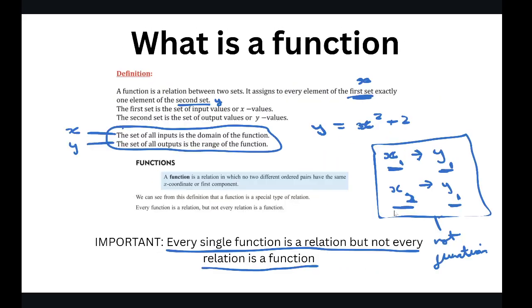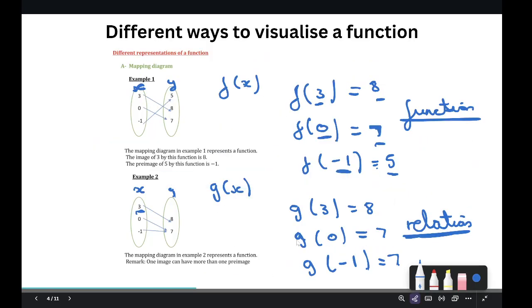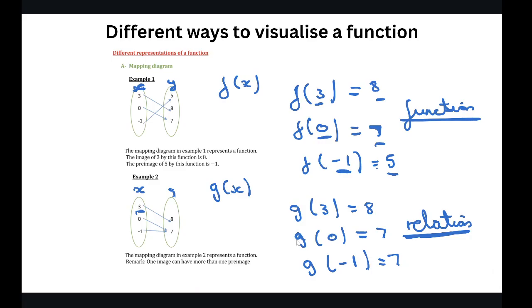So I want to come back over here and just revisit this. Every single function is a relation, but not every relation is a function. Remember, our definition of a relation was just an equation connecting two different variables. It had no specific requirement of every input having a unique output, so every unique x value having a unique y value. That is why most equations, almost all equations, are classified as relations but not functions.